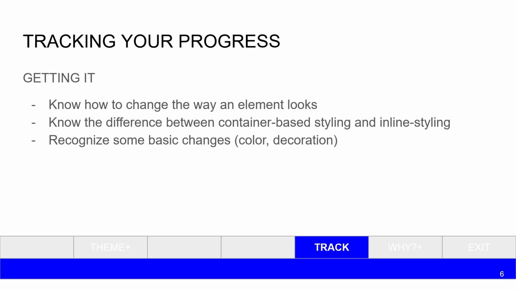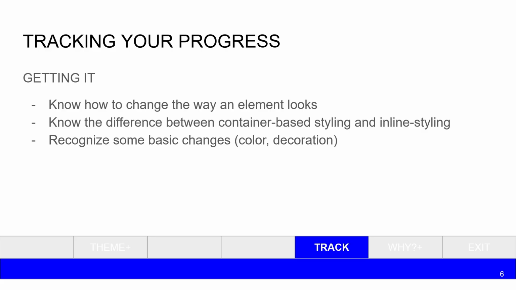And you know how to recognize some basic changes. Changing the color, changing the location, changing the decoration. Decoration is stuff like underline, bold, italic, but they have different names in CSS. I think it's emphasis, subscript, and strong. That's how you know you're getting it so far as styling goes from today.